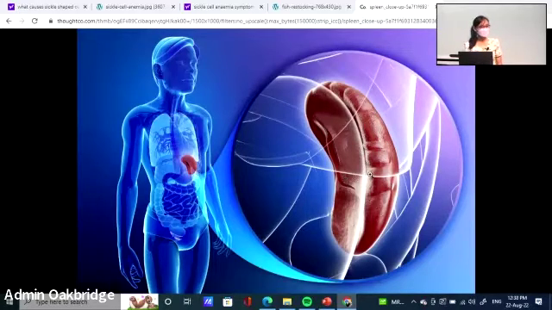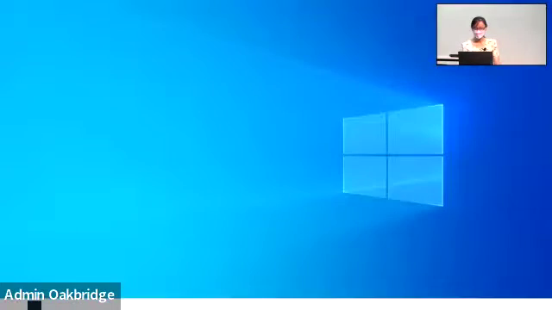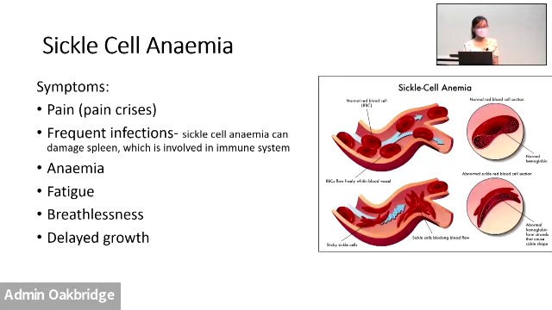What do white blood cells do? Richard? What do white blood cells do? Kill bacteria. So if your spleen is damaged, can the bacteria be killed by the spleen? No. And your spleen is quite an important player in killing the bacteria. So as a result, the person will have frequent infections, get sick easily. Not just that.